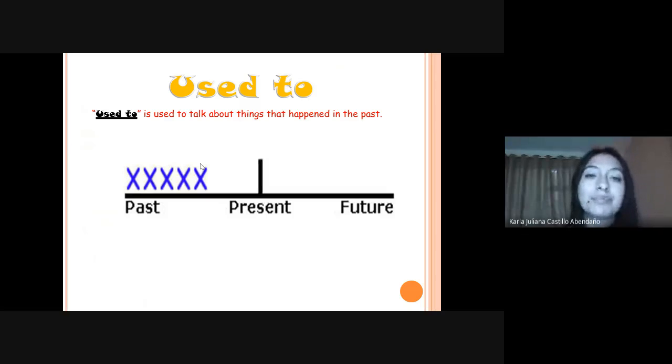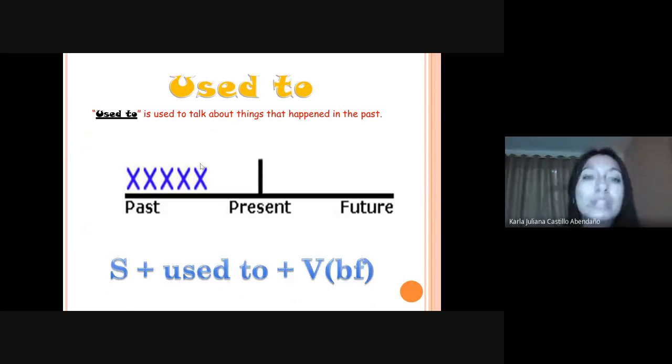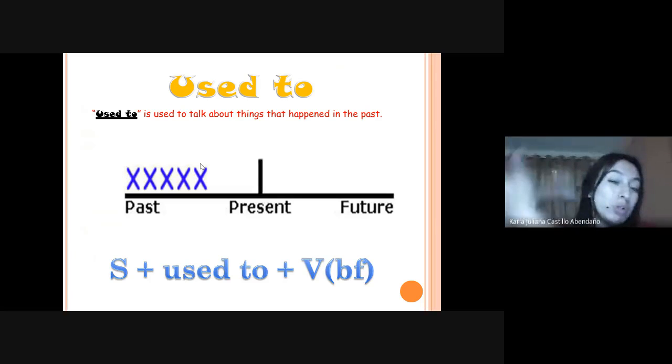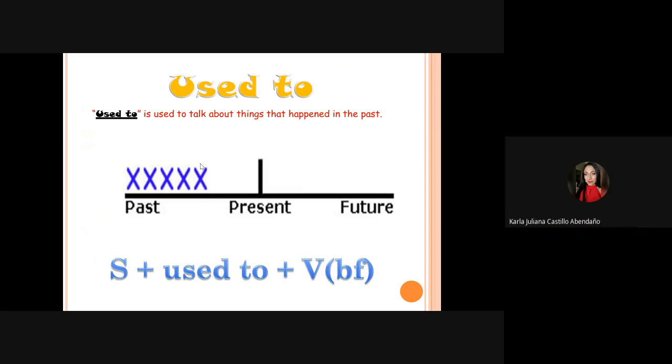So that's the thing that we are going to use it for, right? To express things that we used to do, or we did in the past, right? But today, now in the present, we don't do those things anymore, right? So here we have subject plus used to plus the verb in the base form. This is going to be the main structure, right?